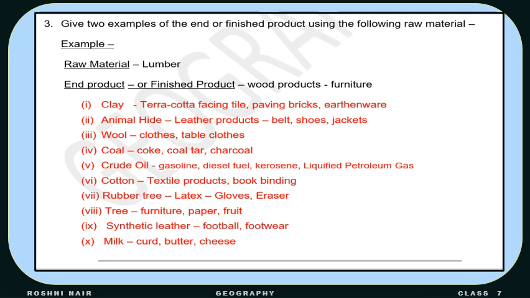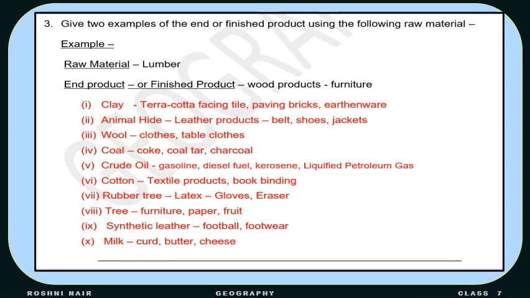Then the raw material I had taken as example is cotton. Cotton, we all know, can be used to make textile products. It can be any type of dress or sari or maybe a bed sheet, any type of cotton cloth textile product. Even for binding the books, we use cotton in a different format. Then rubber tree. Rubber tree raw material here is latex. Latex is used to make gloves, erasers, even tires for vehicles and all.